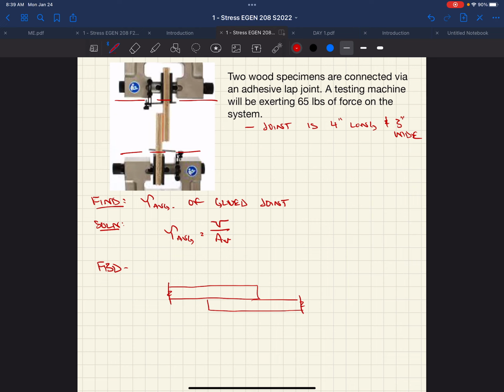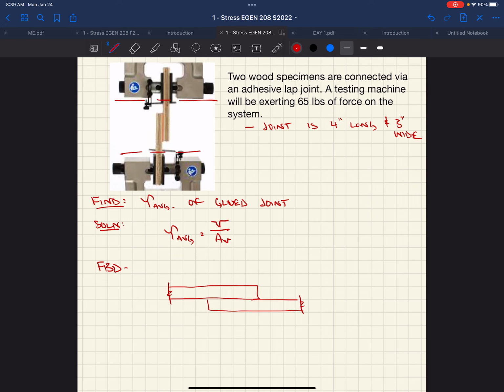Well, in a testing machine, generally, the way this works is that one of the heads or the apparatus that fixes our wood specimen, or whatever specimen we're testing, is actually fixed in space, it's sitting there. And then the other one is a part of an actuator, and it's the one that ends up moving up and down. So the one that's moving is the one that's exerting the force, right?